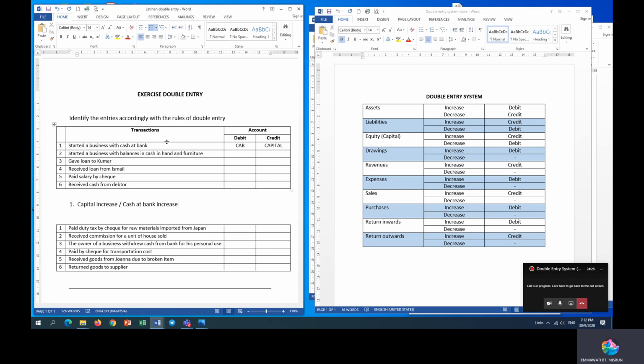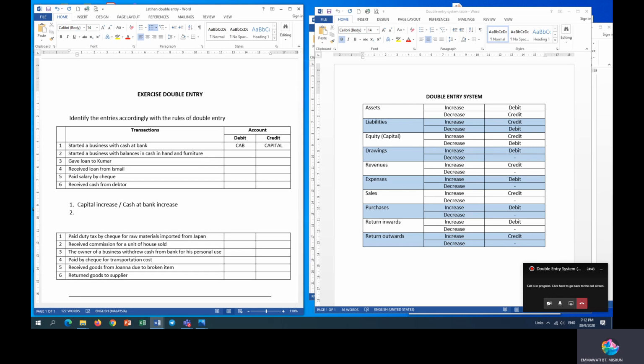Okay, next is for our second sections, let's discuss this. Started business with balances in cash in hand and furniture. Memulakan perniagaan dengan tunai di tangan dan juga perabot. So the keywords here is balances. Okay, so again, started business with balances. So we have two accounts here. Your accounts with balances are cash in hand and furniture.